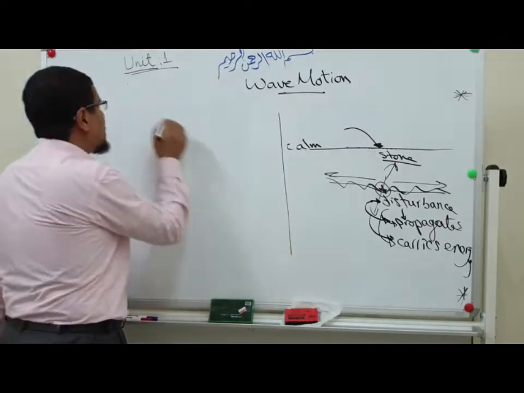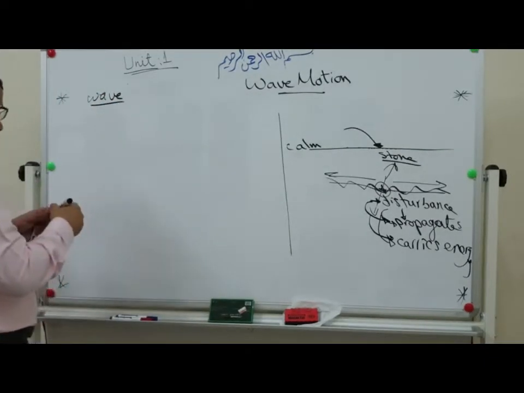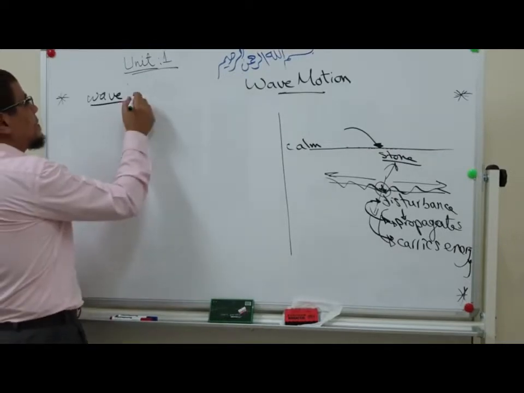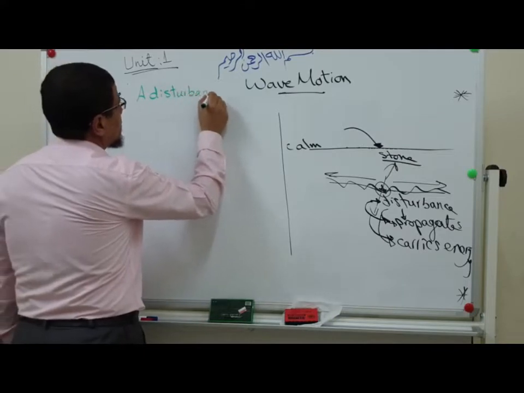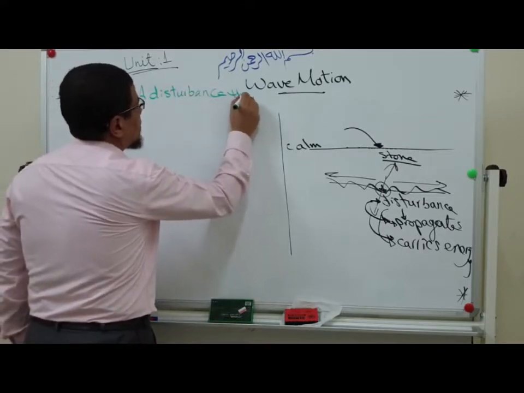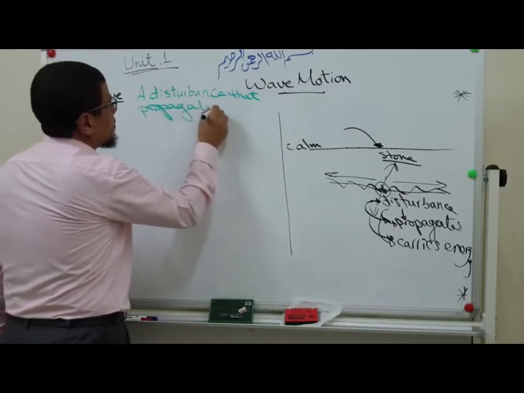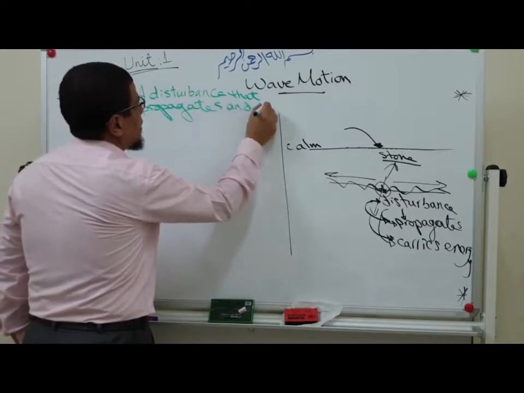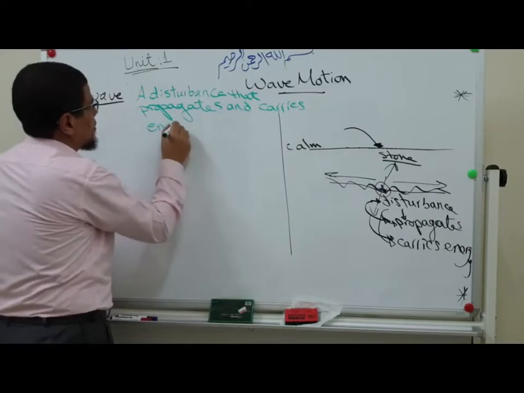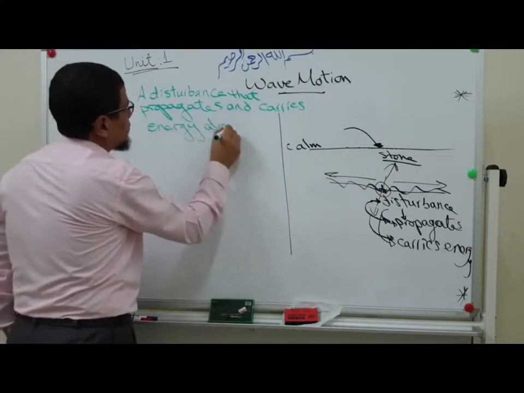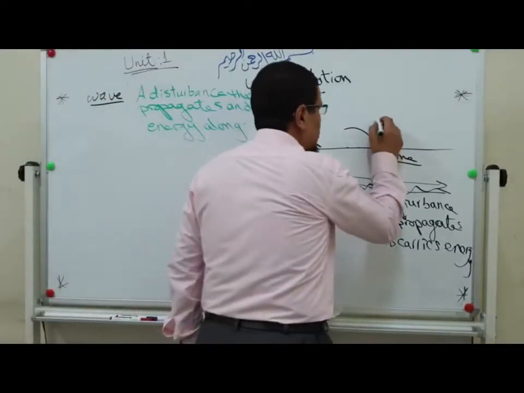So here, what's meant by a wave? The wave is a disturbance that propagates and carries energy along. This is the wave. And we don't have only water waves.